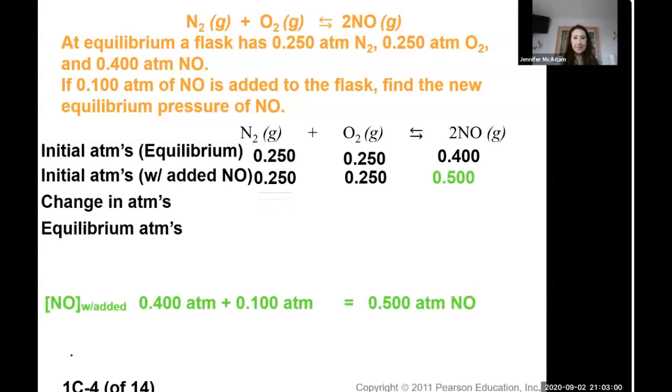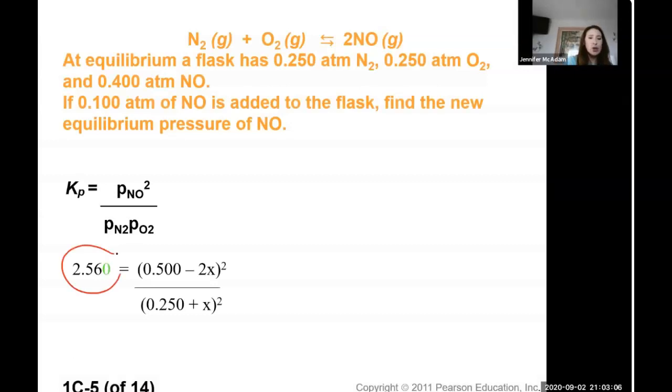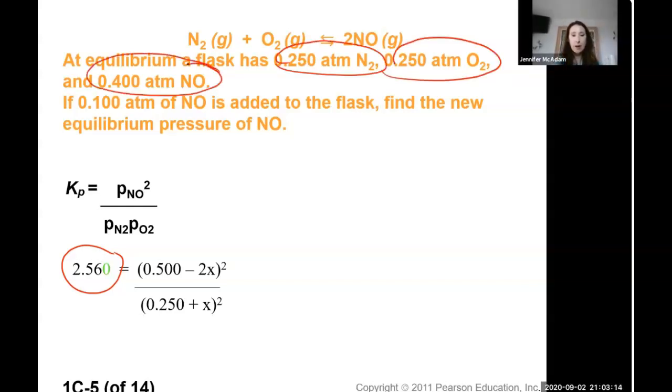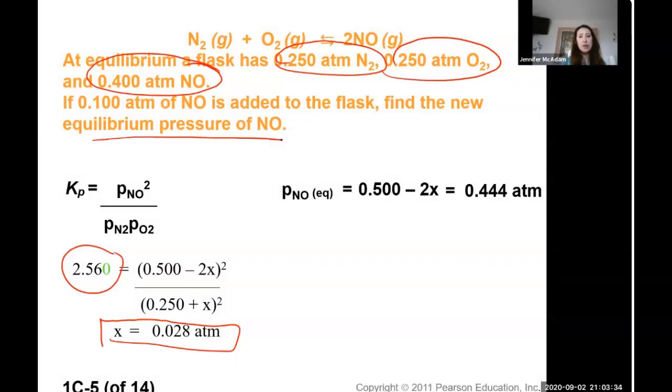Okay, so we did this. Here's the K, yeah, it was 2.56. So we got our K was 2.56 from using, again, these equilibrium concentrations. That's how we got K. And again, here's your X. I just solved it all at once and got my X. But that is the change in X. So now to get our pressure of NO, we just plug it in. We just wanted the new pressure of NO. So it is 0.444.